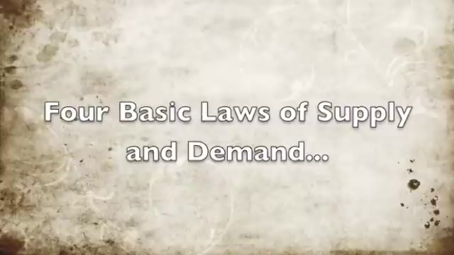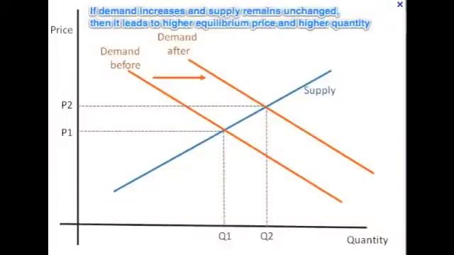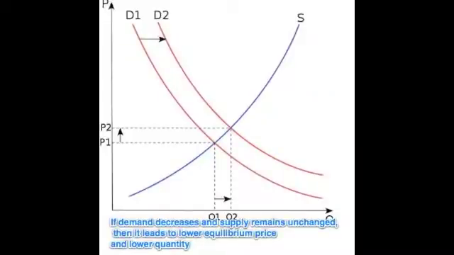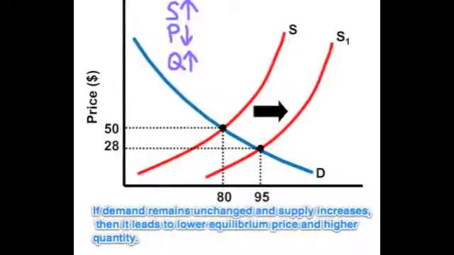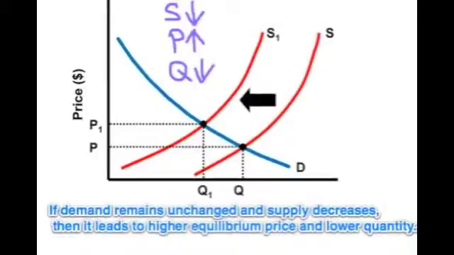Okay, so the four basic laws of supply and demand are: 1. If demand increases and supply remains unchanged, then it leads to higher equilibrium price and higher quantity. 2. If demand decreases and supply remains unchanged, then it leads to a lower equilibrium price and a lower quantity. 3. If demand remains unchanged and supply increases, then it leads to a lower equilibrium price and a higher quantity. And lastly, 4. If demand remains unchanged and supply decreases, then it leads to higher equilibrium price and lower quantity.